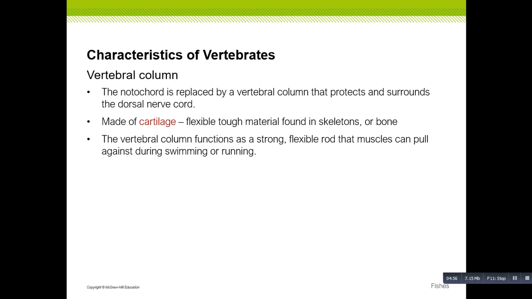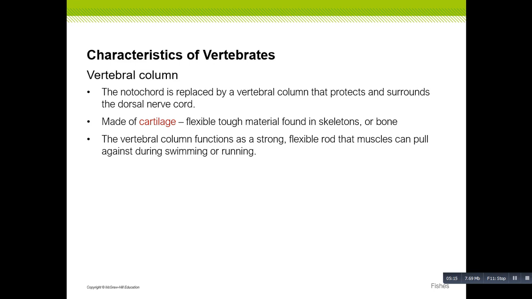So that vertebral column is very strong, but it's also flexible. You and I can bend forward, backwards, to the side, within limits, but it is flexible to allow us to move in the way that we need to.